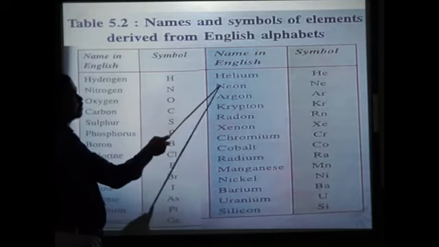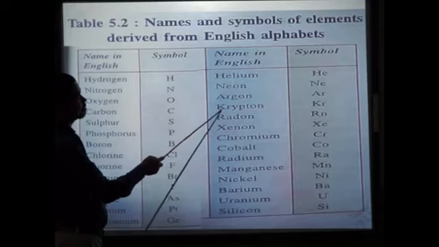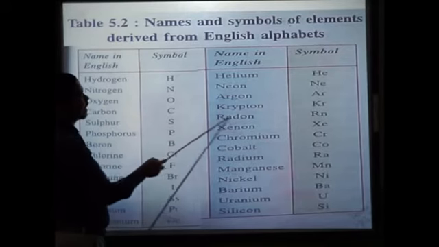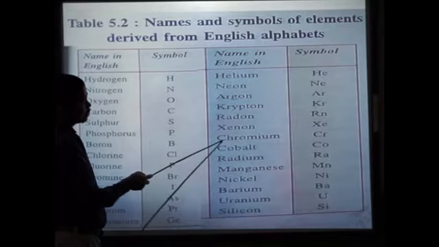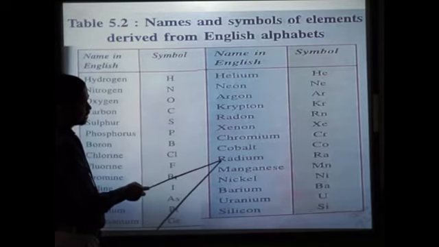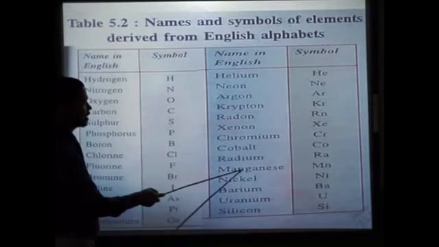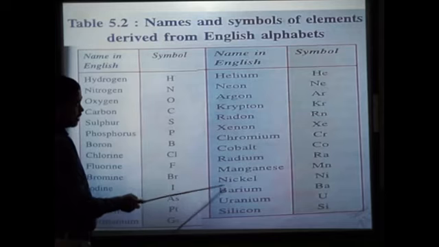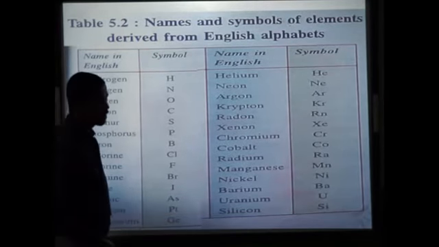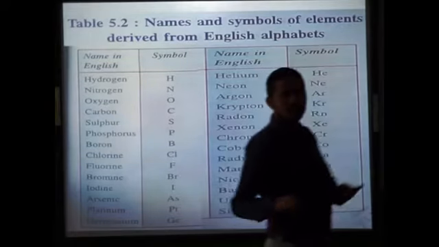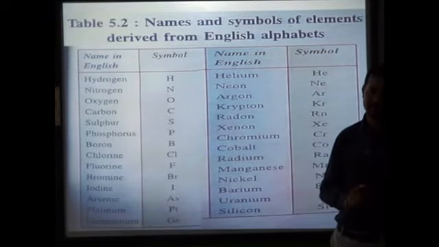Then helium He, neon Ne, argon Ar, krypton Kr, radon Rn, xenon Xe, chromium Cr, cobalt Co, radium Ra, manganese Mn, nickel Ni, barium Ba, uranium U, silicon Si. This is the way how symbols are assigned to the elements.